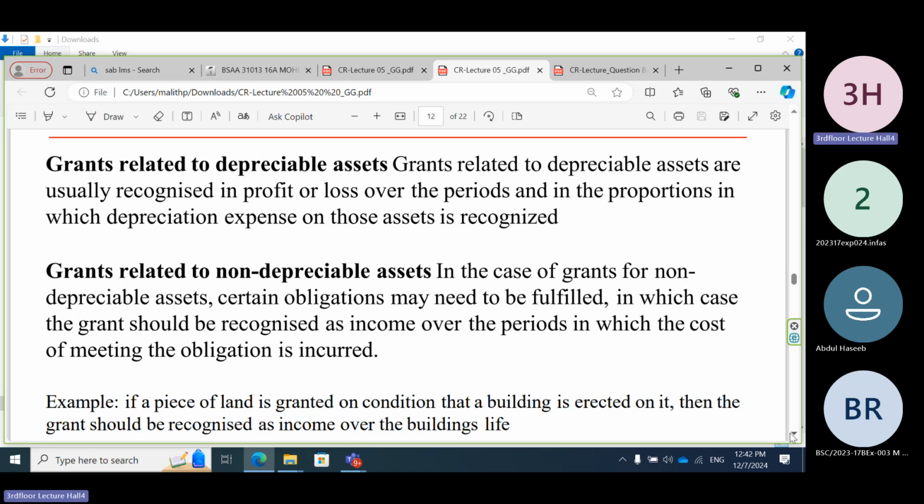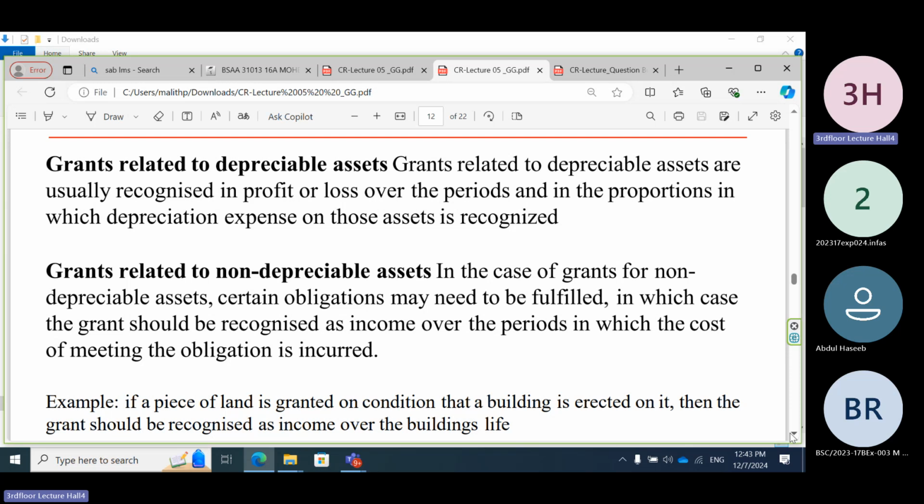So this is a grant related to a non-depreciable asset because it's land. When you receive the land, what is the double entry? Land account debit, credit to gain account. That gain, how can we recognize as a grant? That gain should be put in a deferred income account and recognized to the P&L according to the condition. What is the condition? The condition is to erect the building on the land.